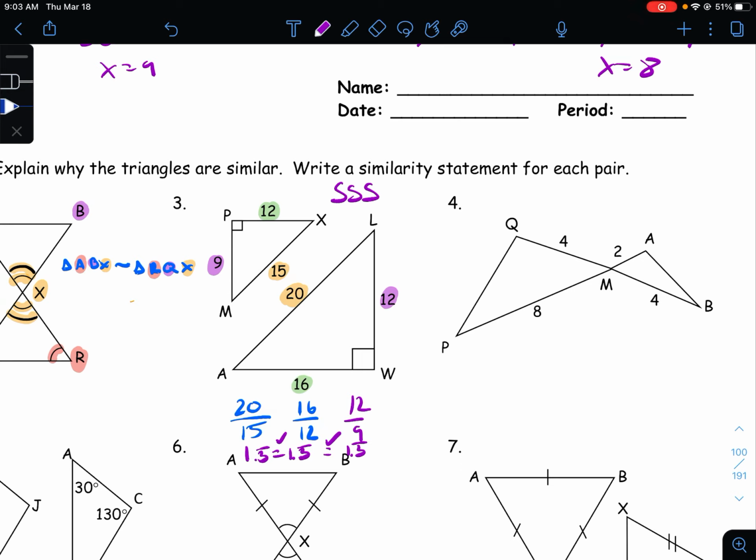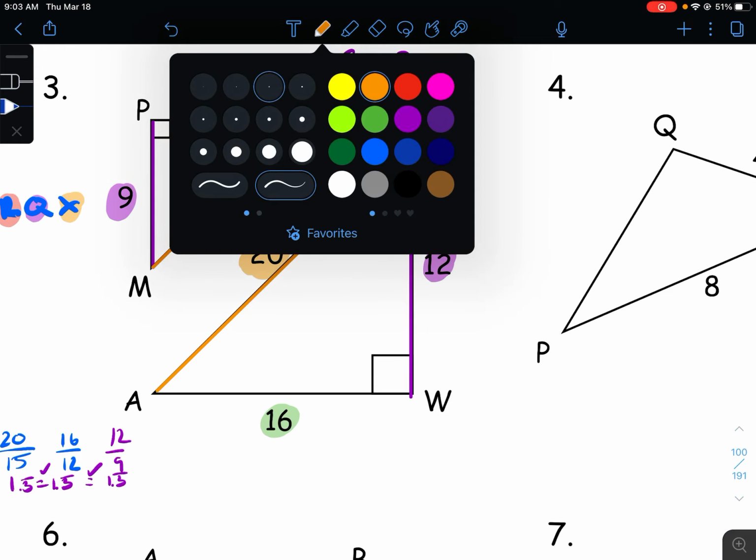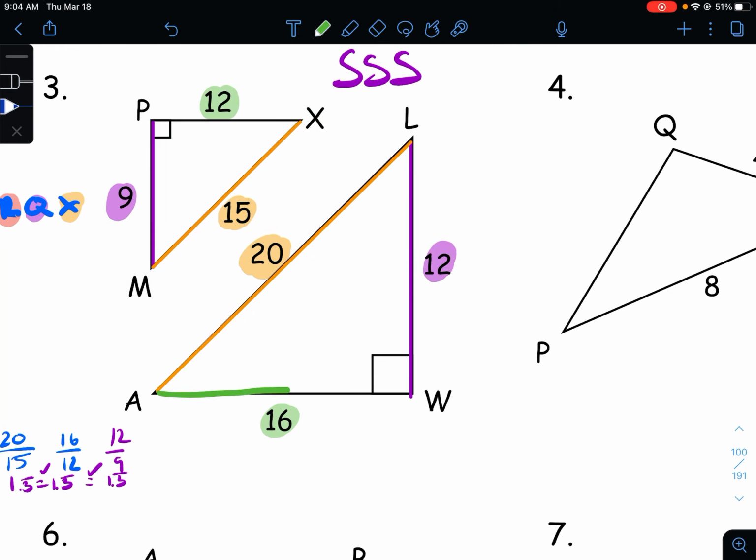Now, this is where it gets tricky. This is writing a similarity statement. What you have to do here is highlight the sides that go together. Obviously these guys go together, in orange these guys go together, and then these guys go together.